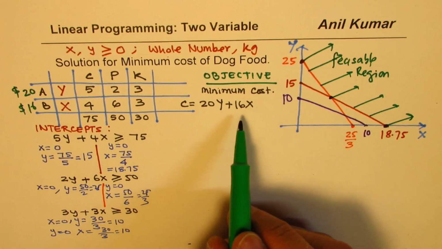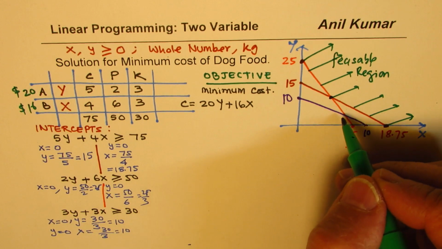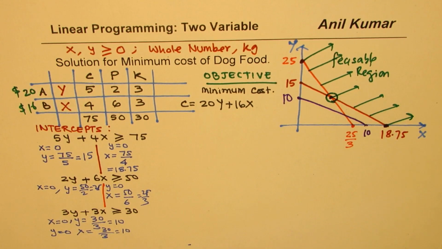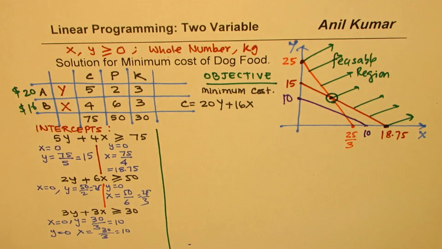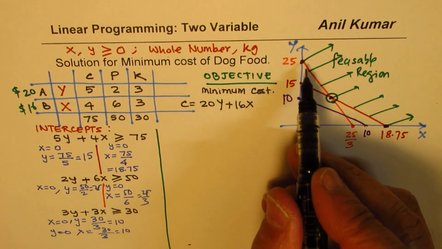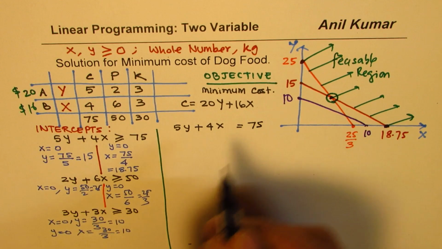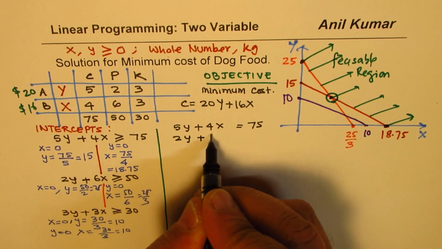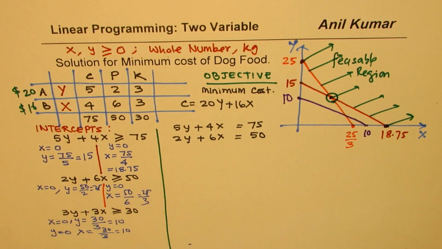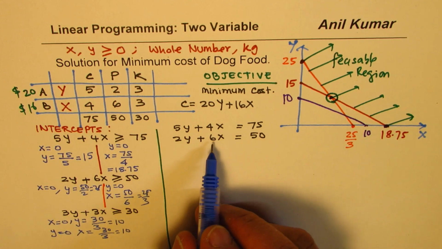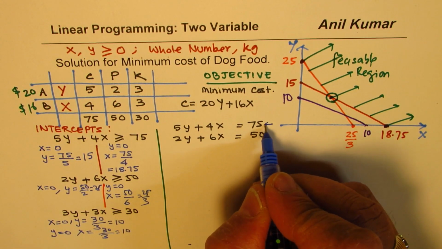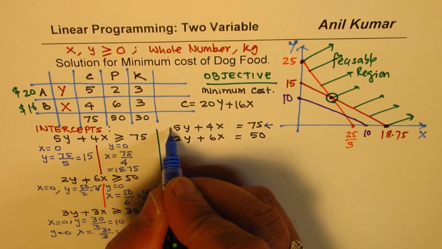Okay. So for each point, we'll find the cost. But this corner is not very clear. So let's figure out what is the exact value of this corner. Okay. So for that, we need to solve the orange and this brown line. So the orange line is the very first one, which is 5y plus 4x equals to 75. And the other line is 2y plus 6x equals to 50. Okay. So to solve this, what we can do is multiply this line by 3 and that by 2, right? So rewrite.